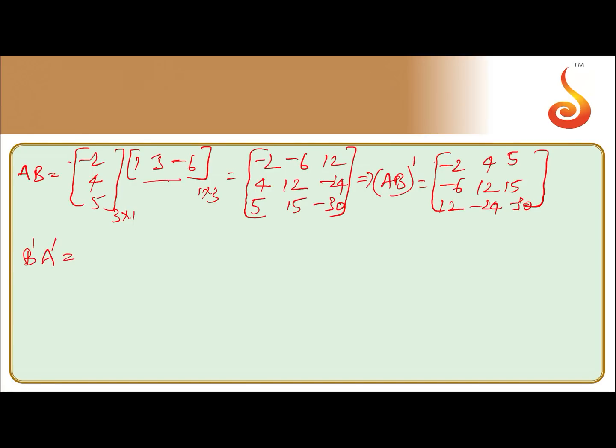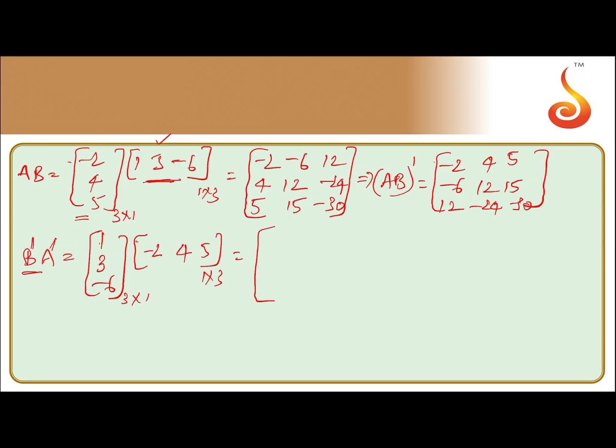B transpose is the transpose of the second one, that is nothing but the column matrix. You will get 1, 3, -6. Actually, the B matrix is the row matrix and its transpose is this one. And multiply by the A matrix, which is actually a column matrix. Its transpose we are taking, and therefore it will become a row matrix. And this is 3 by 1 and 1 by 3. The product is a 3 by 3 matrix.